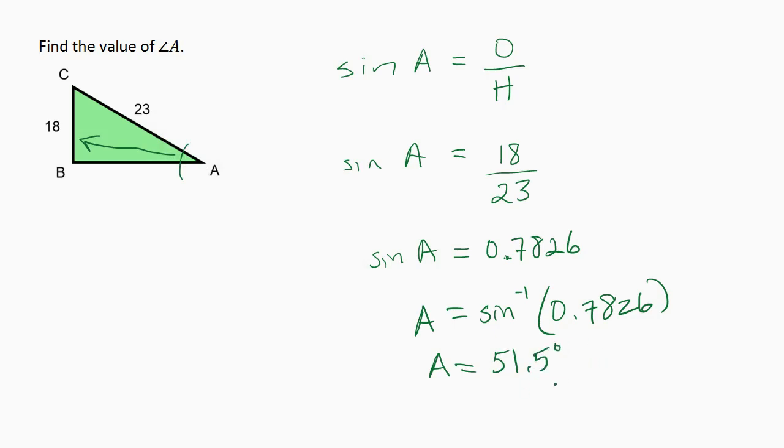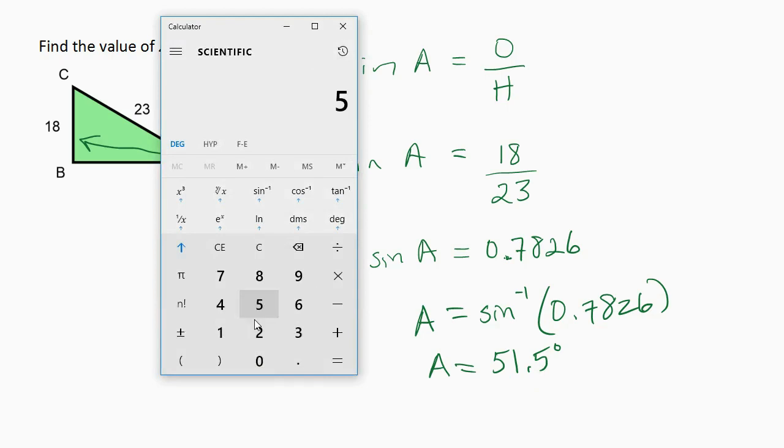Now we can work backwards and see what sine of 51.5 degrees is. So we pull out the calculator. Let's say we had 51.5 degrees, and we hit sine of that. We should end up with this decimal number, or very close, 0.7826.